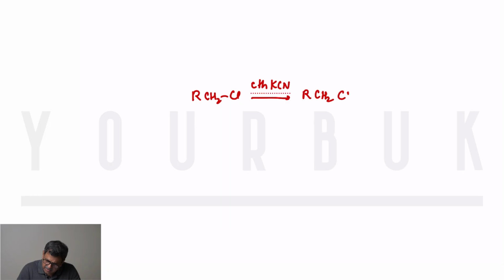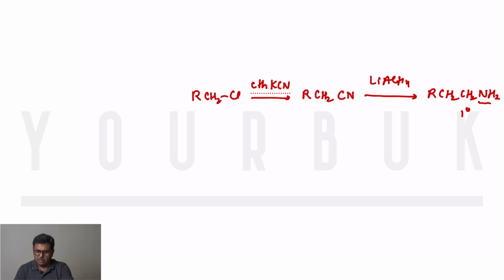Now once the CN is formed, CN can be changed into a number of other functional groups. So I can reduce this by using LiAlH4. It gives me RCH2CH2NH2. This is called a primary amine. Any compound having an NH2 group is called a primary amine.